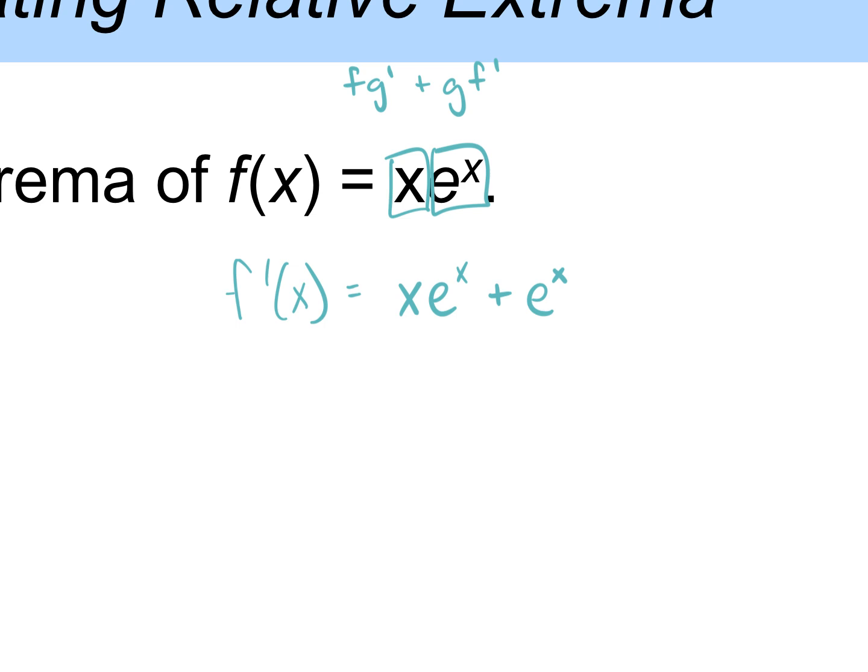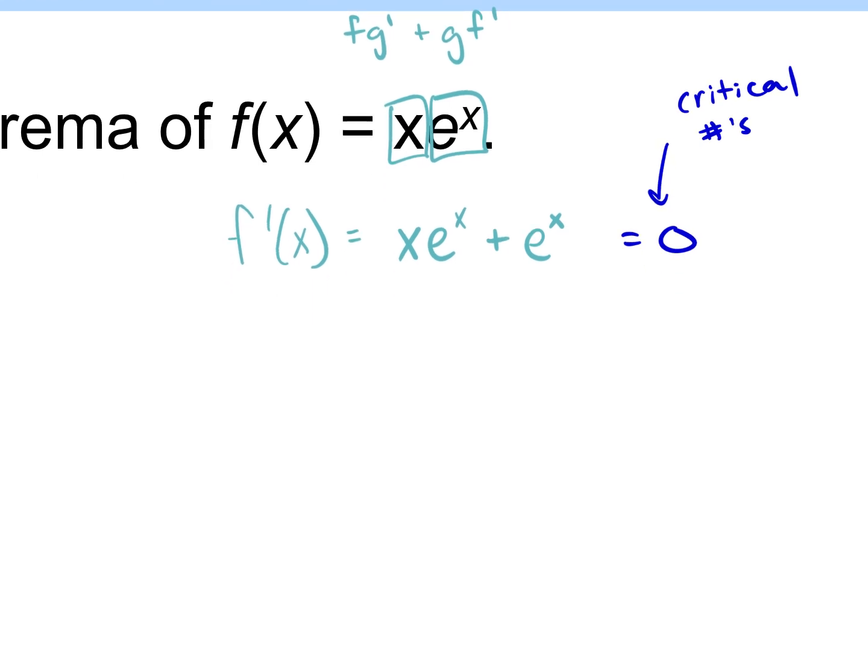To find our relative extrema, we need to find our critical numbers. So we would set this equal to 0 to find the critical numbers. To solve, we could take out our GCF. Let's pull out an e to the power of x, and we're left with x plus 1. Set them both equal to 0.